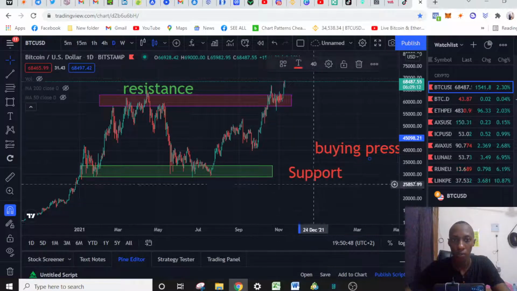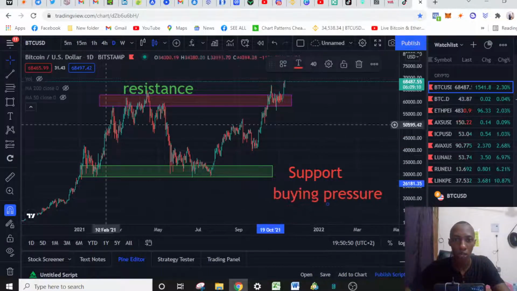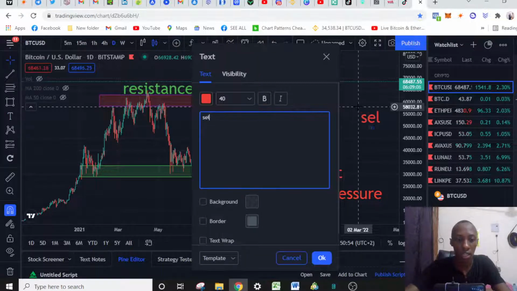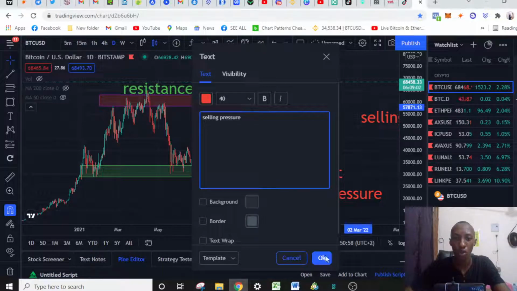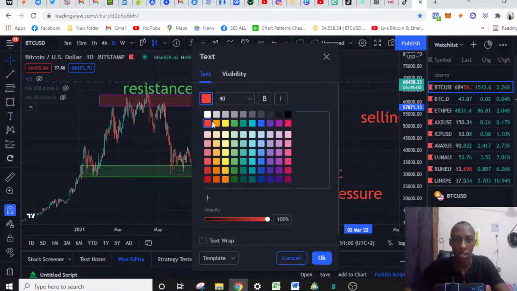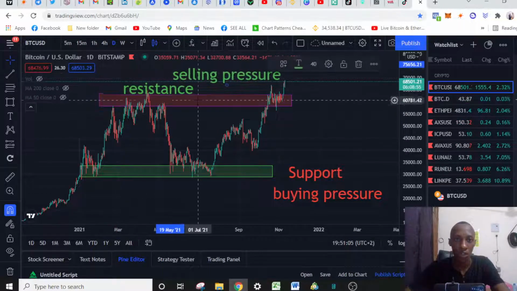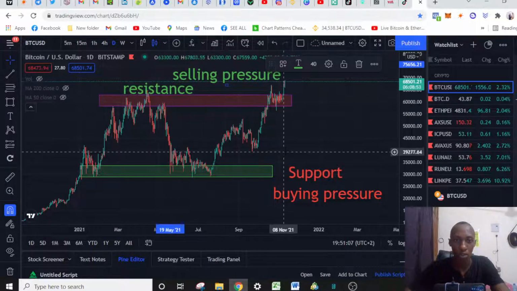So support is when there is buying pressure. And when there is resistance, that means there is selling pressure. More people want to sell their coins rather than buy. So right here, we have selling pressure, and that's why you see price drop huge.